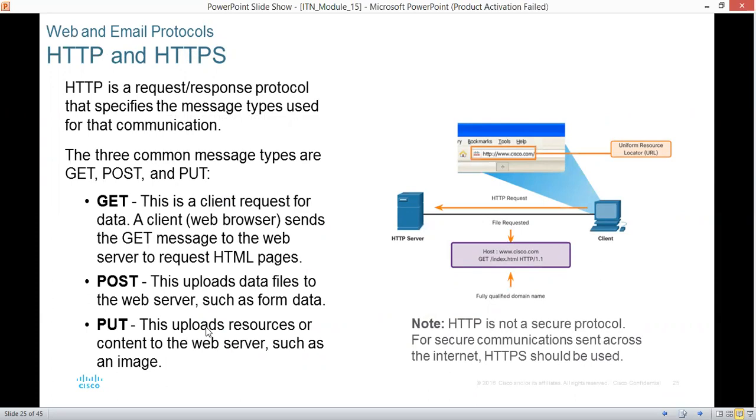No, that's why we had, for the POST, this uploads data files to the web server. Are you saying from where? Yes, what I'm saying is that the GET is the client request, and it sends the GET message to the web server, right? So you request the HTML pages. So what the POST does now is upload data files to the web server. Are you following? Yes, sir. And then the PUT now uploads resources or content to the web server, such as the image.